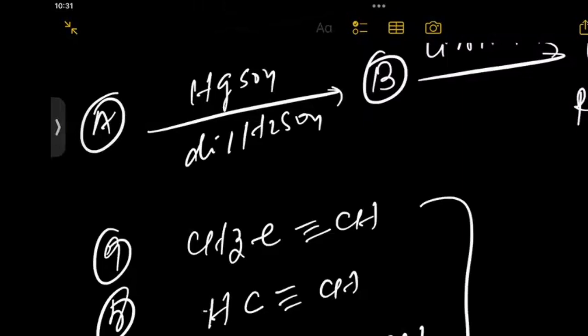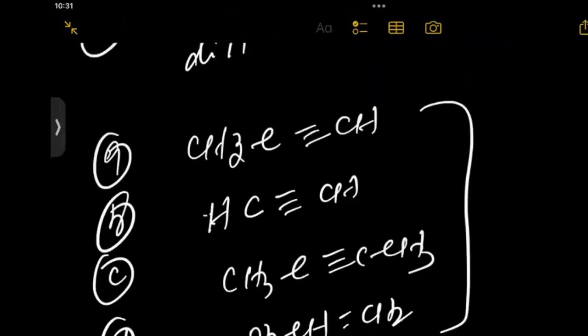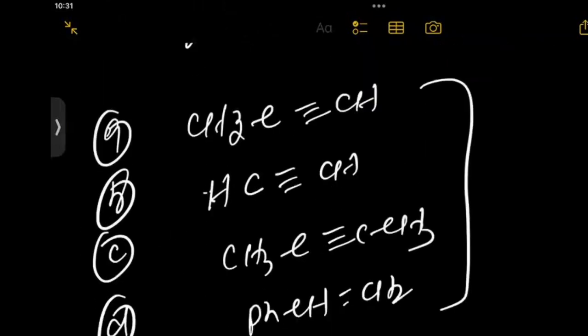Students, you have to generate the racemic mixture. See here, if option C is chosen, CH3C, and here the chiral center generates, meaning CH2CH3 will form with H. So this compound will generate the chiral center. Option C will generate the chiral center. Okay, so this is the correct option.